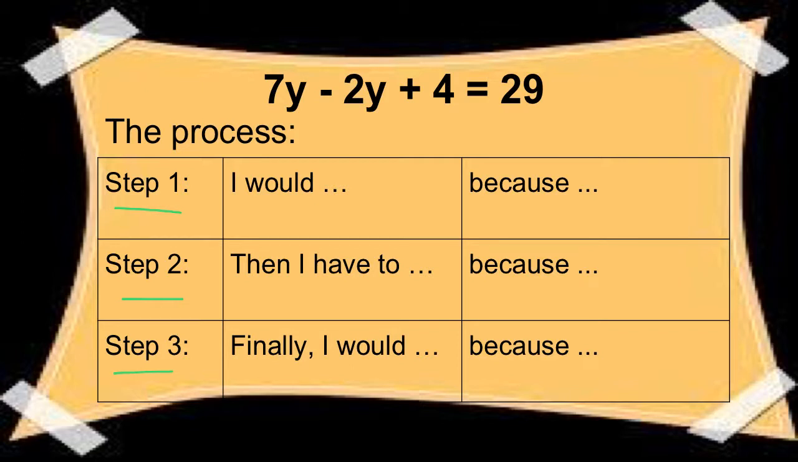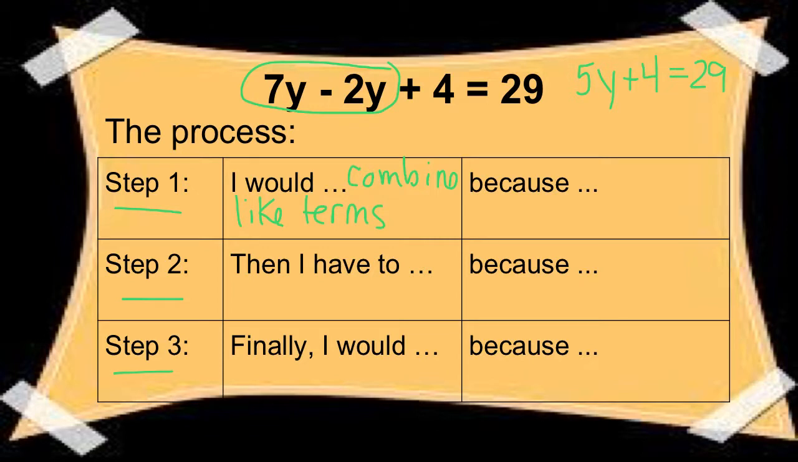So in this one, remember we always start on the side with the variables, but this is kind of messy. I have 7y's minus 2y's. So instead of that mess, how about I just call that 5y's and 4 on the left of my equation and 29 on the right. So step 1, if you need to combine like terms, because I need to start with a simplified equation.